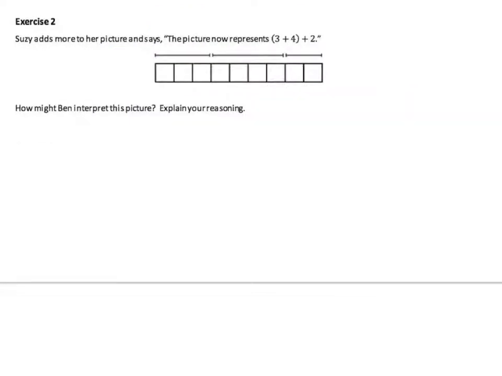Susie adds more to her picture. She says, now the picture represents 3 plus 4 plus 2. How might Ben interpret this picture? Explain your reasoning. Ben's probably saying 2 plus 4 plus 3.